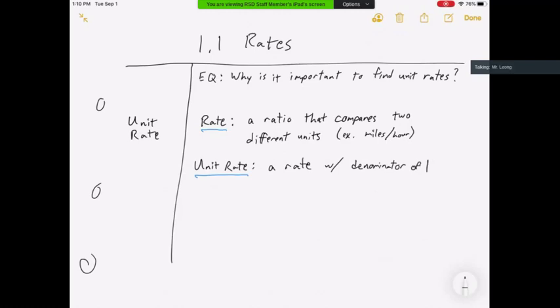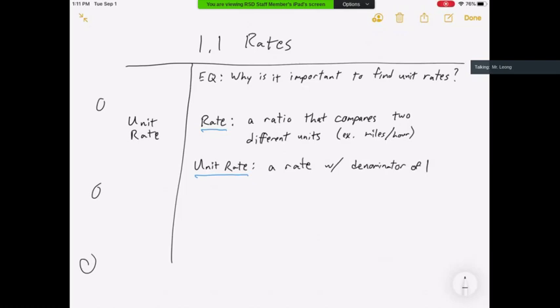A rate, for example, is if someone said, hey, how fast was that car going? You wouldn't say, oh, it's going 100 miles in 2 hours. No, you would say it's going 50 miles in 1 hour. That's a unit rate, right? 1 is the denominator. We divide so that 1 is the last thing. So it's always per hour, per month, something like that.